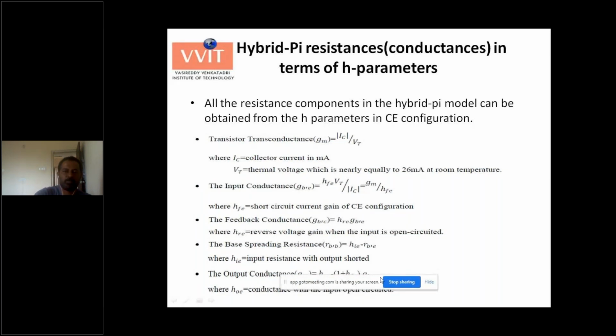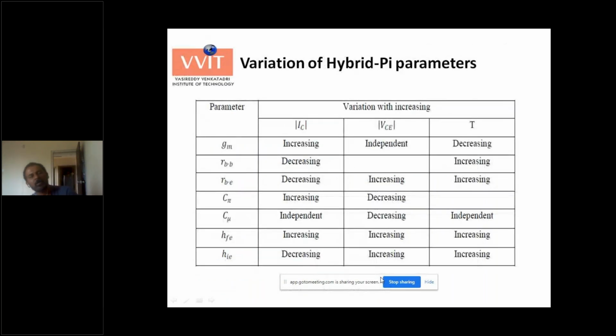This is another important question. Now the third one: you should be familiar with how these parameters vary with various transistor operating conditions. Means what happens to all these hybrid pi parameters when temperature increases. What is the expression for GM? IC by VT. What is VT? T divided by 11,600. So obviously it will be inversely related. When T increases, GM will decrease.